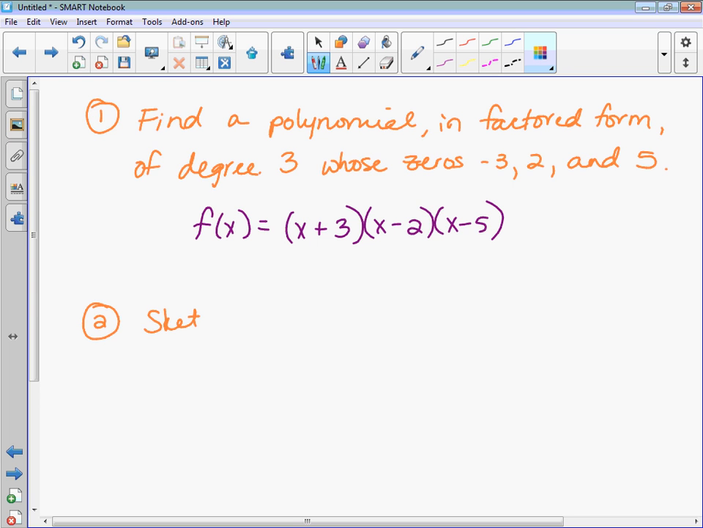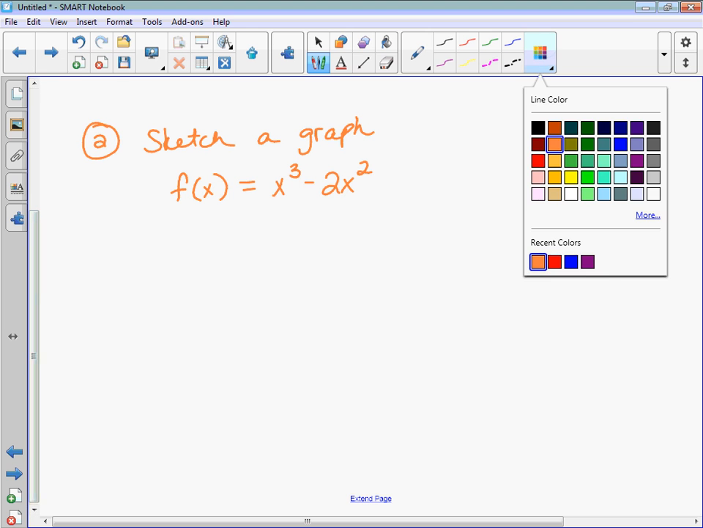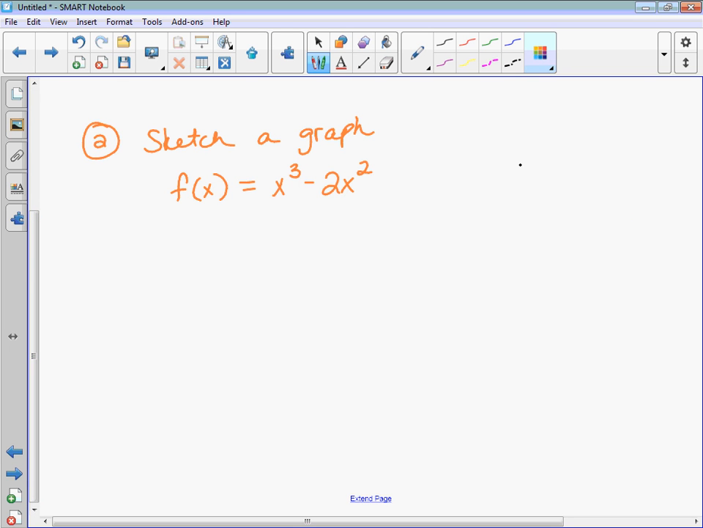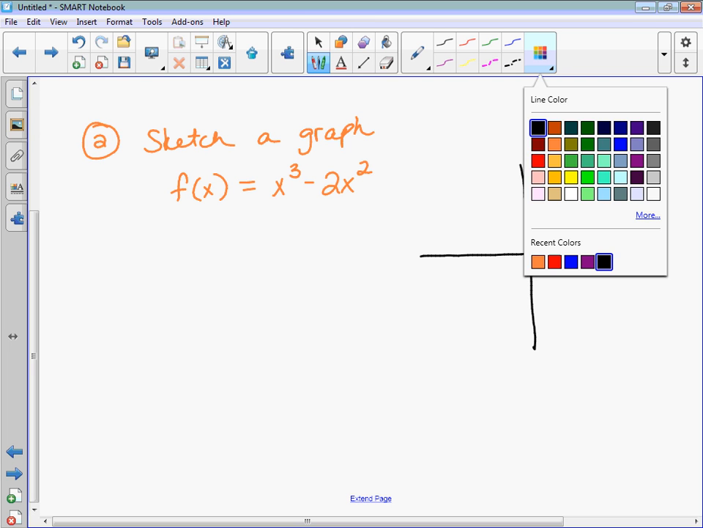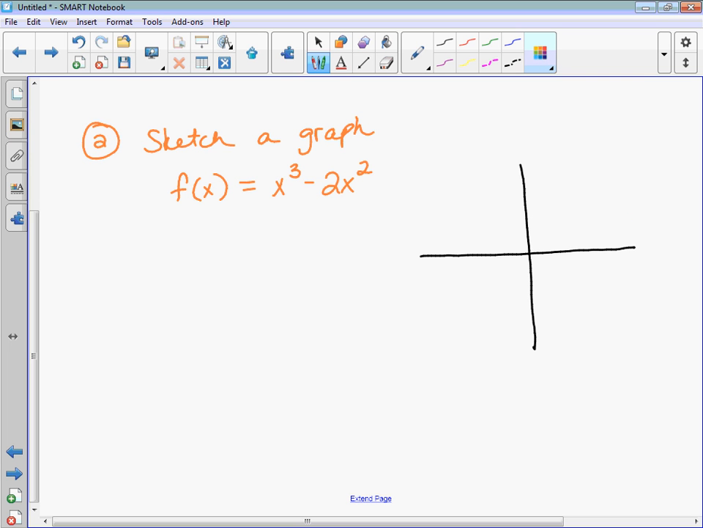Let's sketch a graph. We're going to do several of these, so I'm going to walk you through the first one. Let's do x cubed minus 2x squared. All right, you'll notice I'm not putting a bunch of tick marks on my graph. Don't mark it all up yet. Okay, so our function here, f of x equals x cubed minus 2x squared.